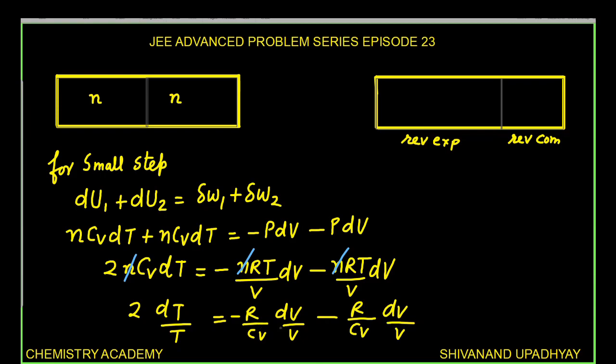So I cannot add these two because here the final volume is not the same. So that's why I'm not adding here. The change in temperature is the same on both sides. That's why I have added. But here I cannot add it.